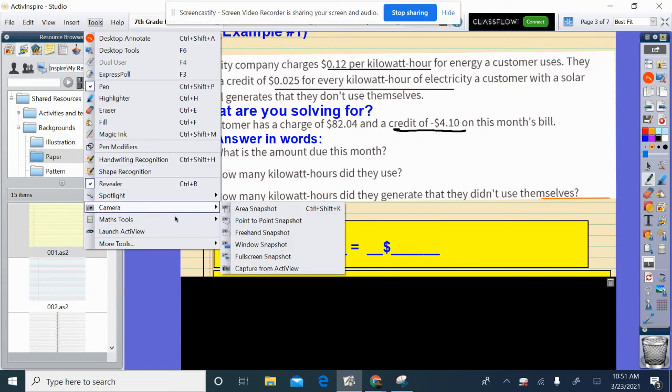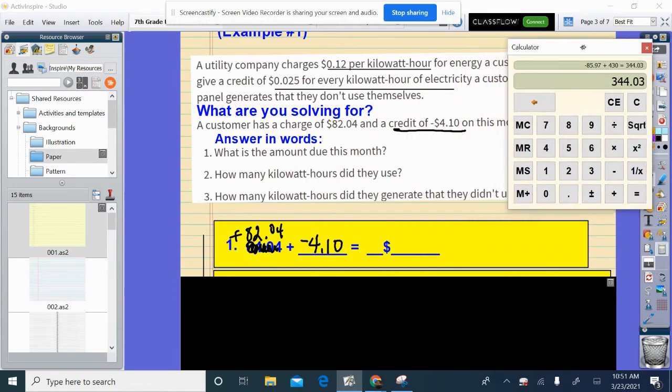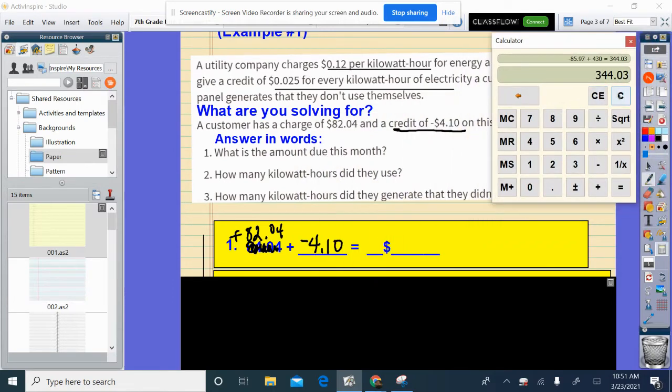So I'm going to take my calculator out, and I'm going to use it here up in this corner. What's neat about my calculator, and yours too, is that it has a plus minus button right here. So I'm going to take $82.04 plus a negative $4.10, and I create a negative by pushing that button. And then my final bill is going to be $77.94 for the month. That's how much they owe. All right.